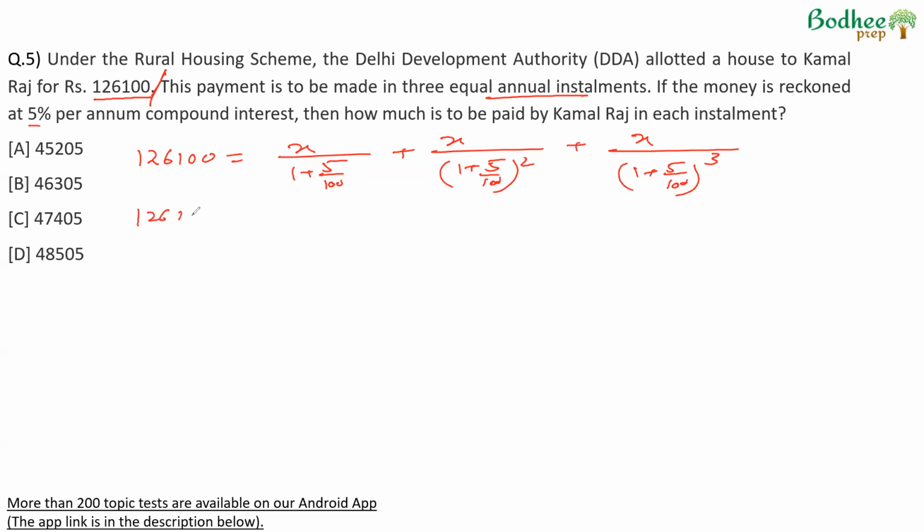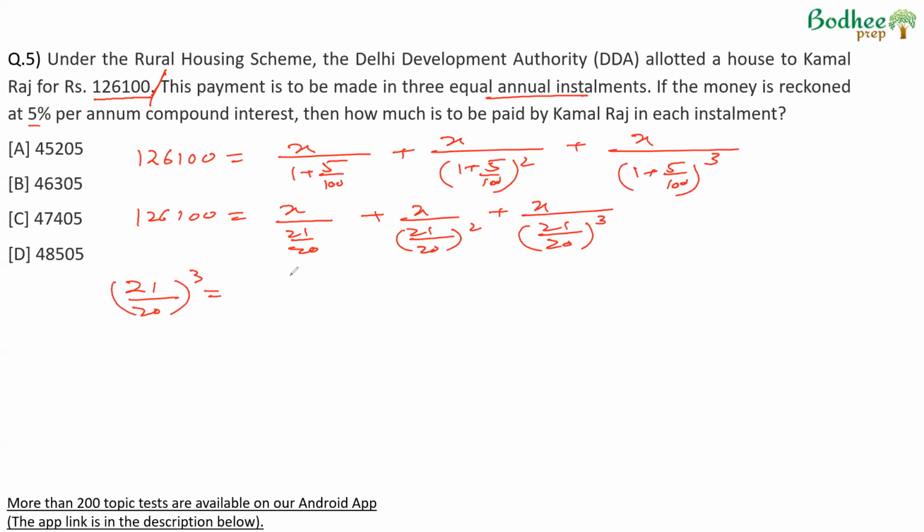So 126100 is equal to X upon, this becomes 1 upon 20, 21 by 20, plus X upon 21 by 20 whole squared, plus X upon 21 by 20 whole cube. Multiplying by 21 upon 20 whole cube, we will get 21 upon 20 whole square X plus 21 upon 20 X plus X. And of course, here we'll have 126100.